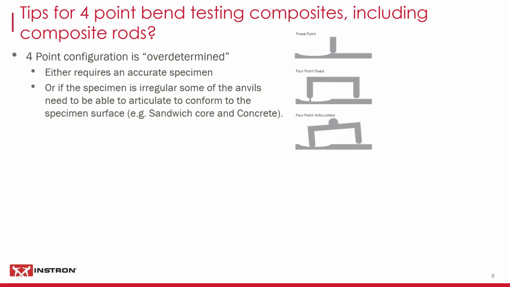And of course there's also the other direction, orthogonal to the screen here. The way this is resolved in things like sandwich core and concrete testing is that the anvils are actually made to articulate. So the anvils will rotate and find the correct position on the specimen. That's not generally done for laminate testing.